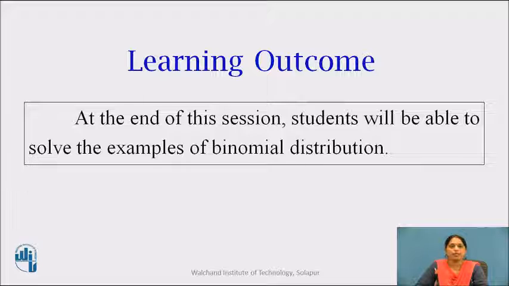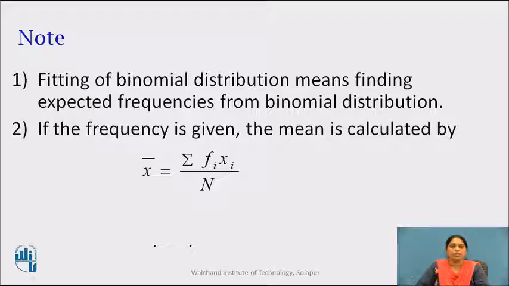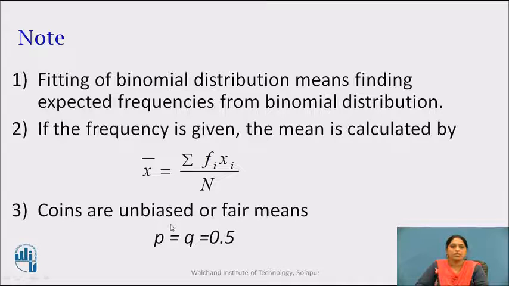Before we start the examples, we will see a note related to fitting of distribution. The fitting of binomial distribution means finding expected frequencies from binomial distribution. If the frequency is given, the mean is calculated by x bar equals summation of fi xi upon capital N. Third point is, the coins are unbiased or fair means p equals q equals 0.5.